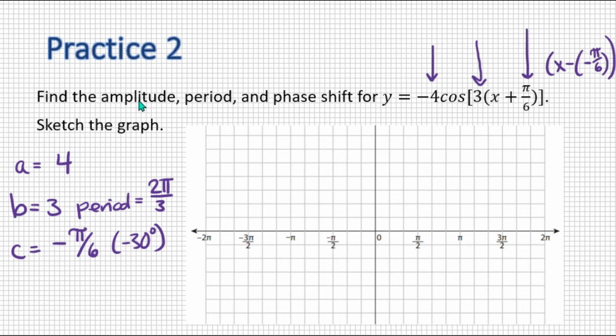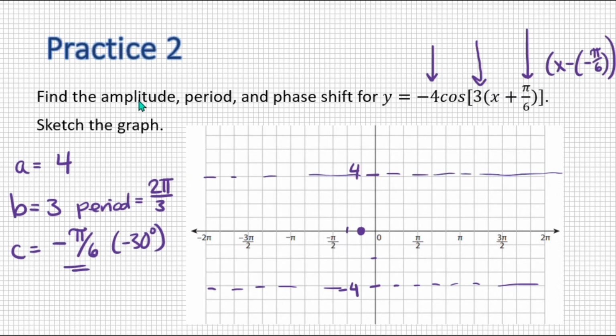Now we need to get ready to graph. Looking at the divisions on this graph, I see I get to pi over 2 or 90 degrees in 3 blocks. So each one of these little things is pi over 6 or 30 degrees, and I'm going to start at negative pi over 6. My maximum is 4. My minimum is negative 4, just from the amplitude. I'm going to put some dots so that I don't miss my targets.